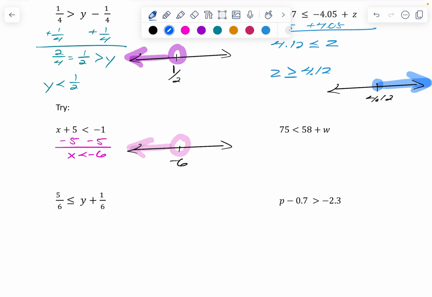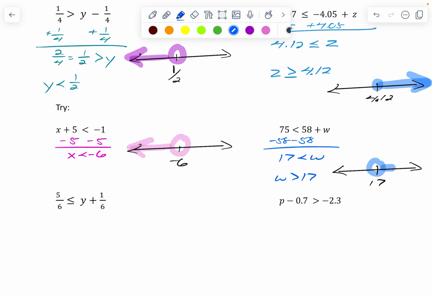Next we have -58. And we get 17 less than w. Remember, I want to turn this around. Big part's at w, points at 17. Now I'm going to graph it. 17. Open, greater.